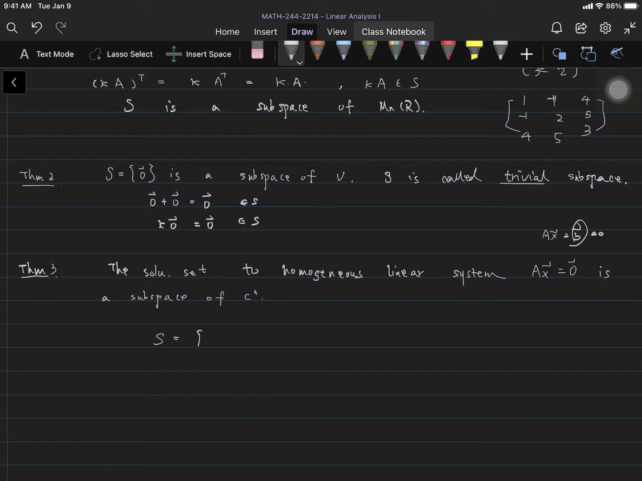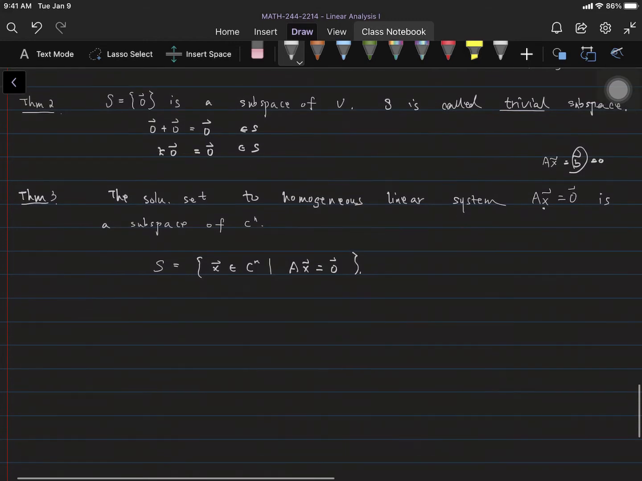Let's write down the set notation first. What is the set notation? S means all the vectors, so it should be the solution set. We can write down X, where X belongs to Cn, and X satisfies AX equals 0. So this is the set notation for the solution set, right?